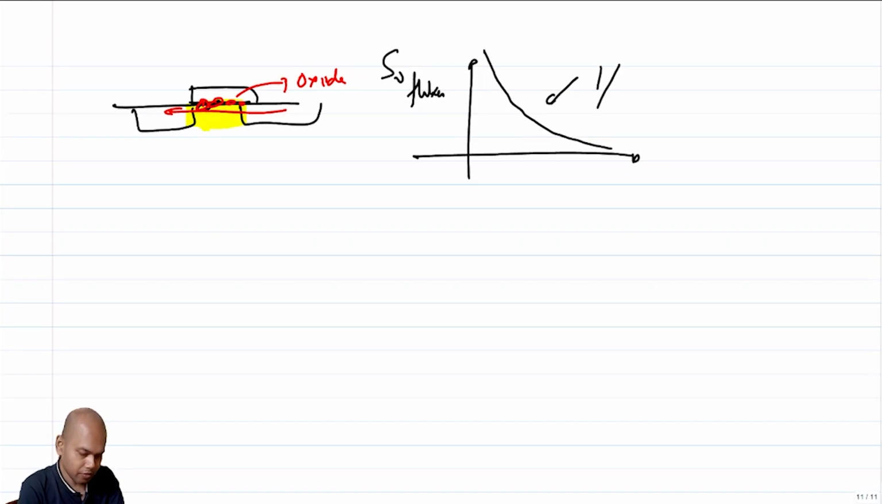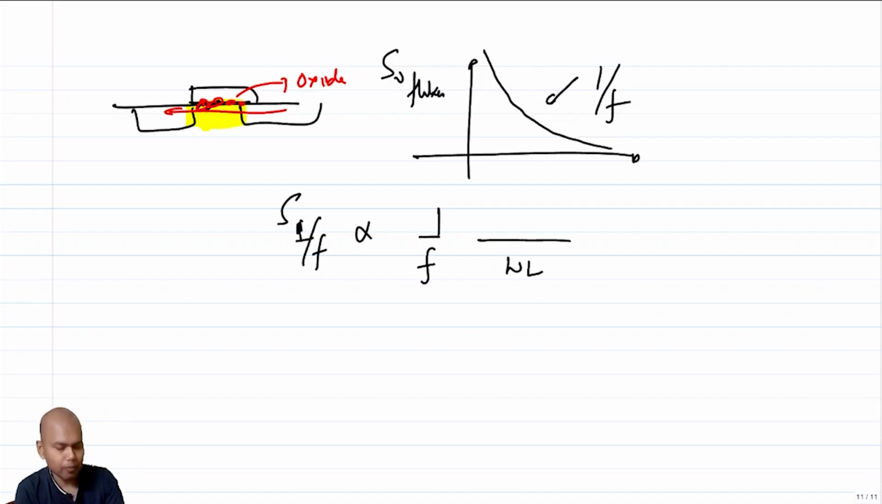It has a format of 1 over f. Note that it's not voltage; 1 over f is the power spectral density. The power spectral density of this flicker noise goes as 1 over f, which is why it is called 1 over f noise. It is proportional to 1 over f, and inversely proportional to W times L, that is the total area of the transistor. Note that I'm talking about the area, not W by L. So the larger the area, the better it is for noise, in the sense that noise will reduce.